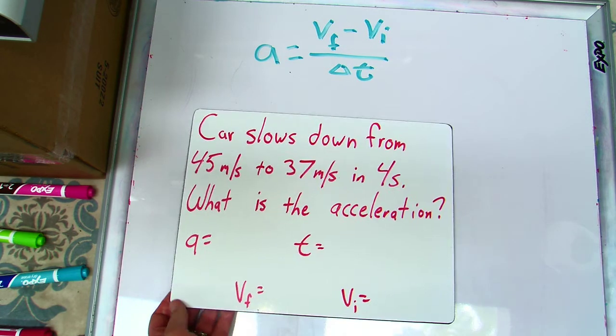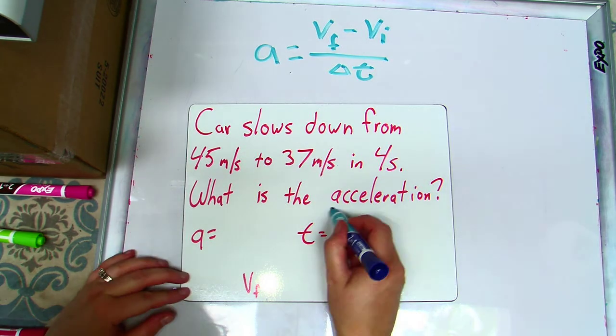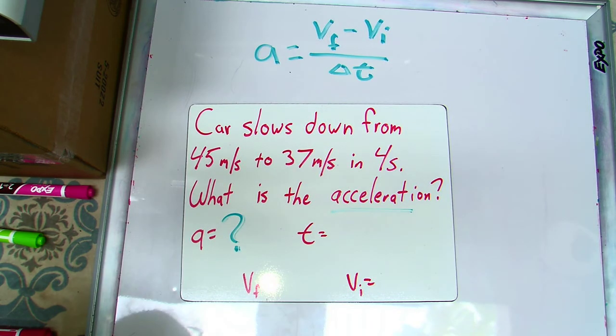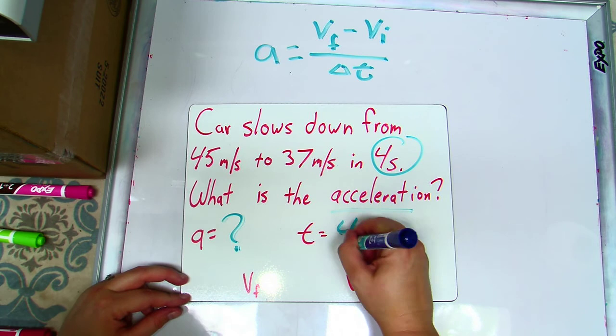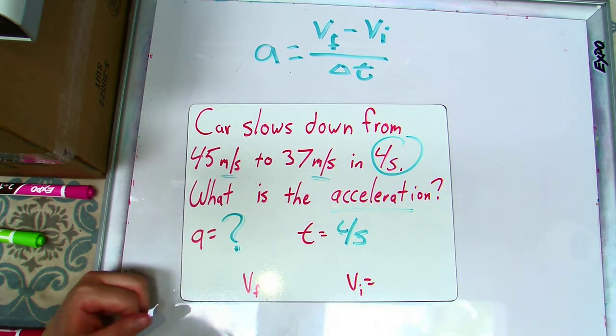Here's our next problem. The car slows down from 45 meters per second to 37 meters per second, and this occurs in 4 seconds. What is the acceleration? So it tells me what I'm looking for. I don't know the acceleration, that's what I'm solving for. I know the time in seconds is 4 seconds.